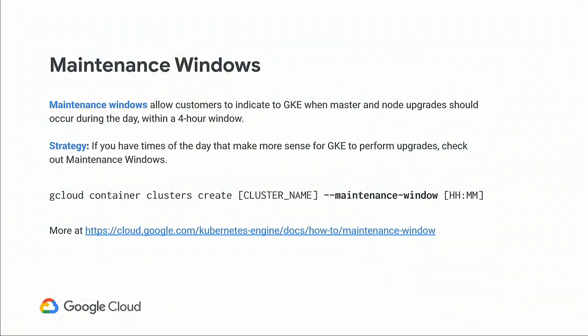In addition, we take various automated actions on our clusters, and we recognize that some of those actions, like node upgrades, might cause disruptions to your workload or carry some risk. If there are times of day that make more sense for you to perform upgrades, you can configure maintenance windows to stop automated actions on your cluster outside those windows. There's an example of how to configure a maintenance window up here, and more documentation.